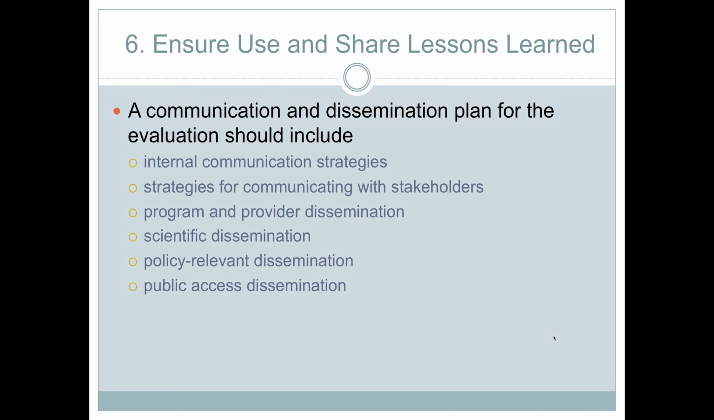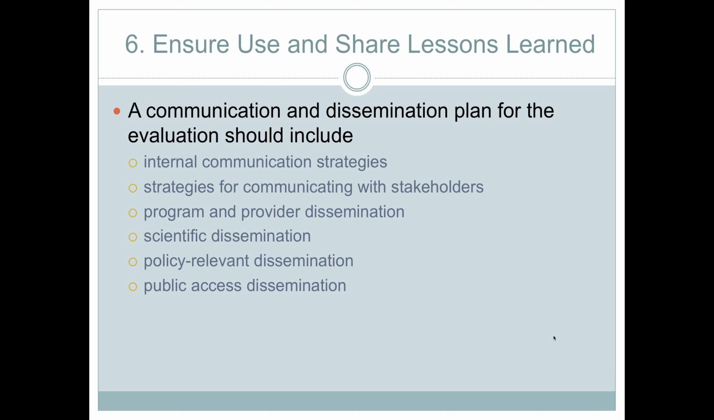So you want to have internal strategies for communicating the findings. You want to have strategies for communicating with stakeholders. You want to have methods for disseminating the findings to programs and providers. You want to have strategies for disseminating the findings to the scientific community. And then you want to also tailor your dissemination for policyholders and for the public.